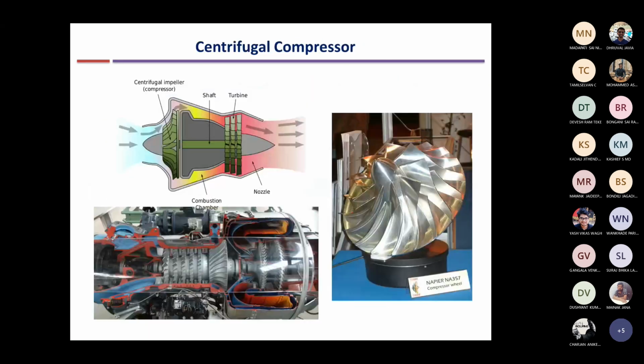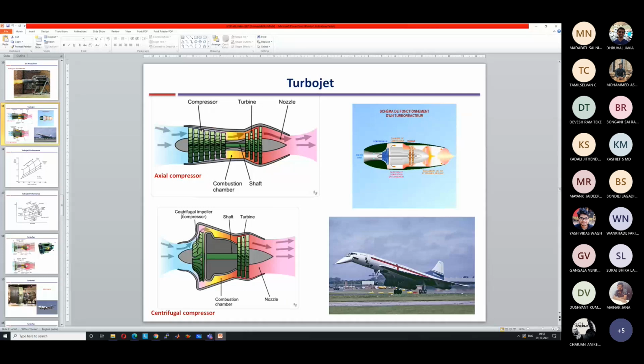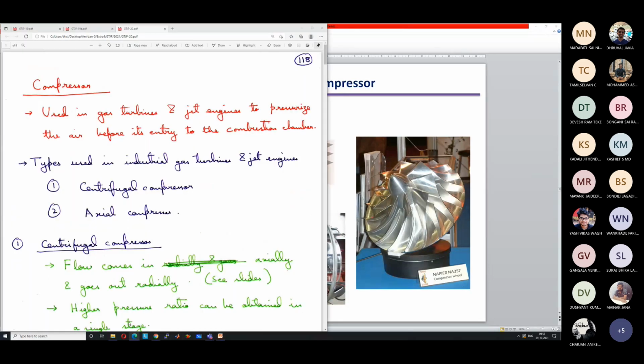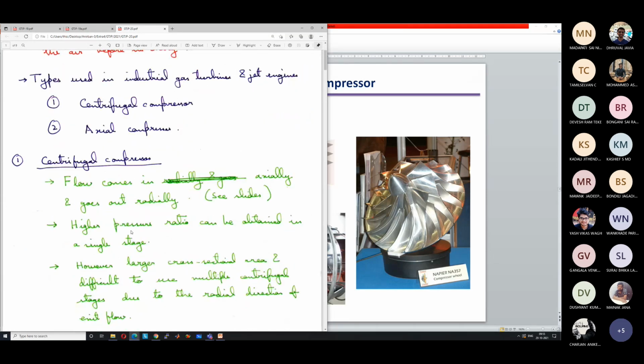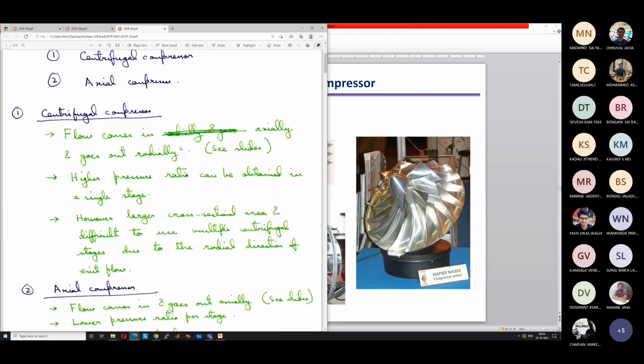Okay. So to summarize our brief discussion today. Compressors are used in gas turbines and jet engines to pressurize the air before it's sent to the combustion chamber. If you do not pressurize the air, you will not get any net work output. We have two types of compressors, centrifugal and axial. In a centrifugal compressor, flow comes in axially, we have seen that, and goes out radially. A high pressure ratio can be obtained in a single stage. However, it has a large cross-sectional area and it is difficult to use multiple centrifugal stages due to the radial direction of exit flow.